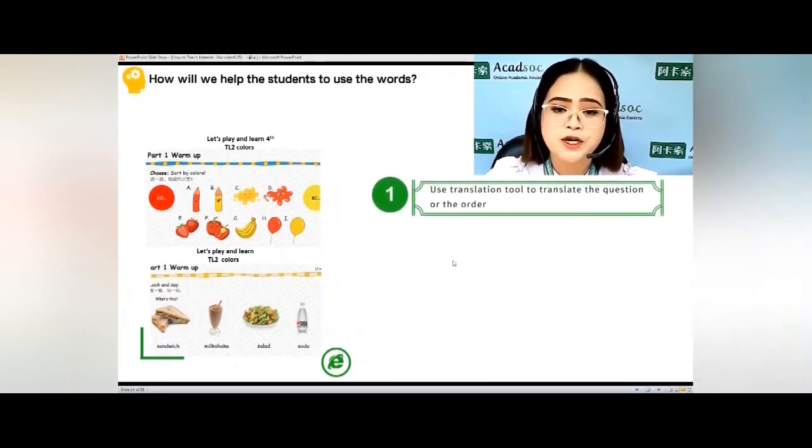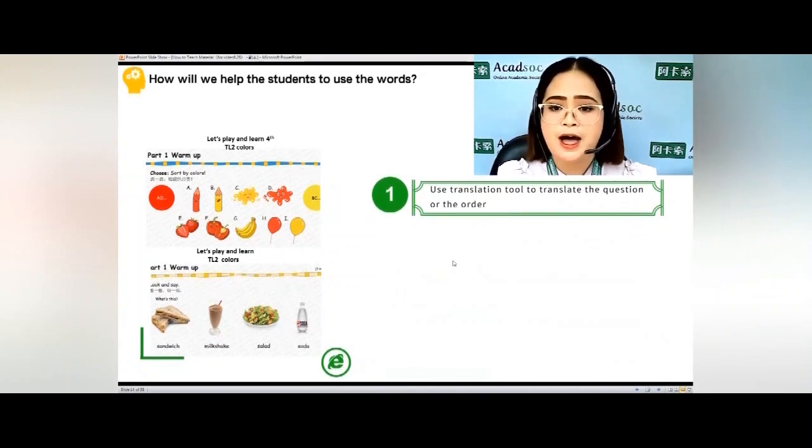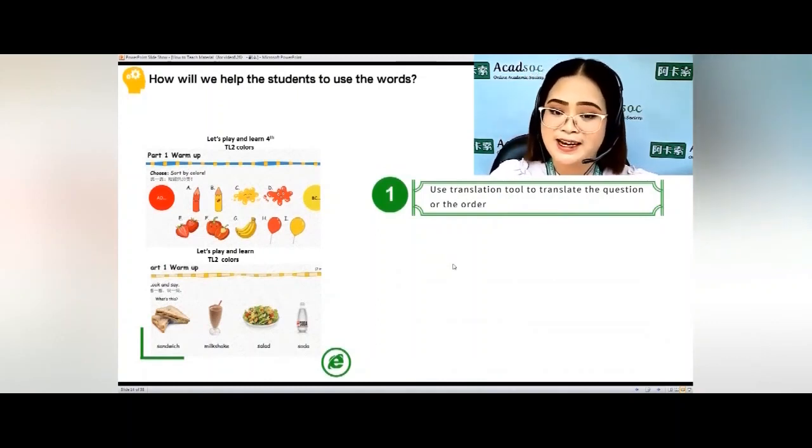The first one is, use a translation tool to translate the question or the order. So we do have translation tools like Google Translate, or we have them in Class-In or a Classroom. So we can use that, okay?